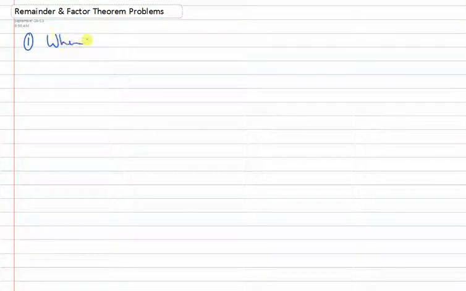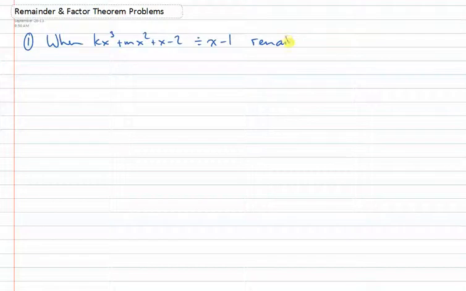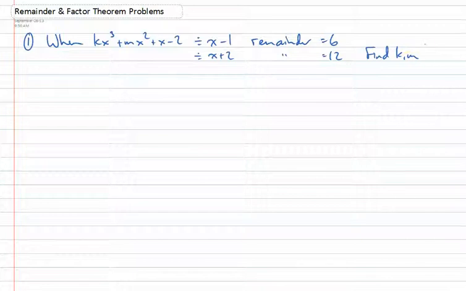I'm given this information. When kx cubed plus mx squared plus x minus 2 is divided by x minus 1, the remainder is 6. When it's divided by x plus 2, the remainder is 12. The goals are find k and m.